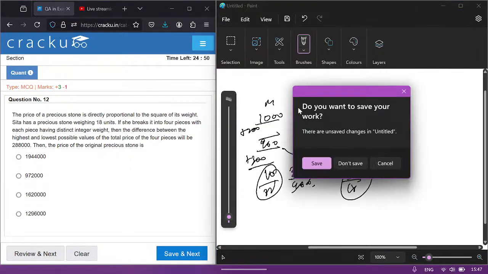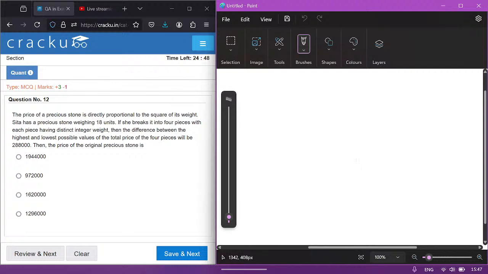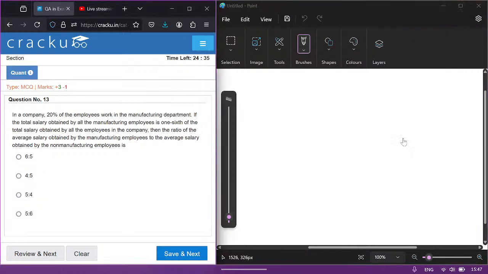Price of a precious stone is, okay. I think this is solvable, but this will take around 3-4 minutes, so I'll skip it for now.